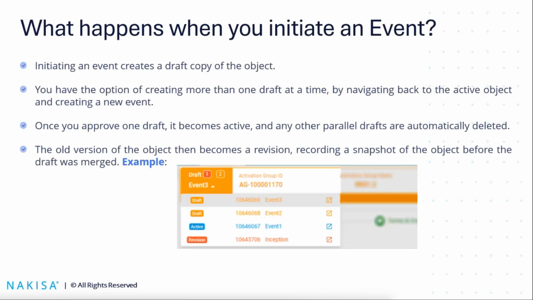So next is what happens when you initiate an event. Initiating an event creates a draft copy of the object. You have the option of creating more than one draft at any time, by navigating back to the active object and creating a new one. Once you activate one draft, any other parallel drafts are automatically deleted. An example to show is we have a revision, an active contract, and two drafts.